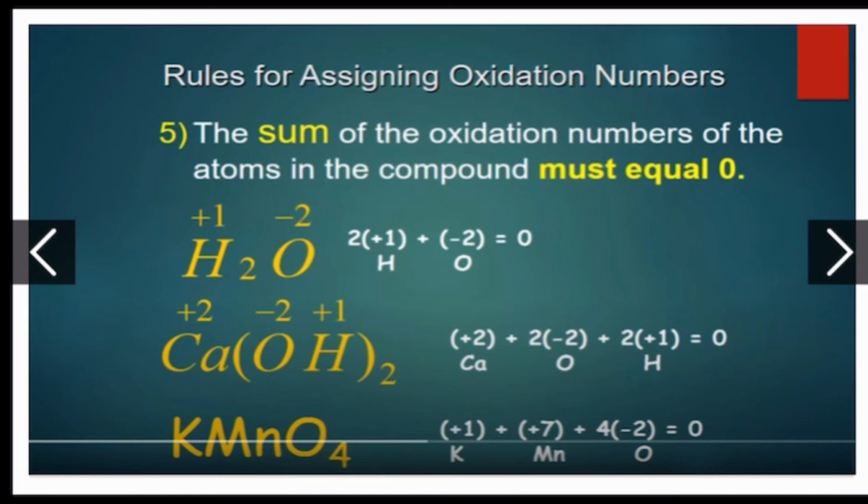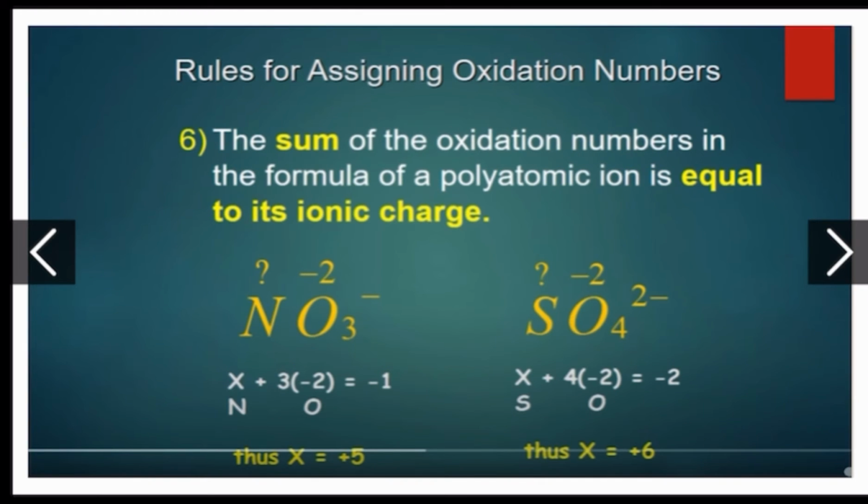For example, hydrides. And the sum of the oxidation numbers of the atoms in a compound must equal 0. For example, the sum of the oxidation numbers in the formula of a polyatomic ion is equal to its ionic charge. For example, nitrogen and oxygen. This is -2 and we must find the nitrogen. This is the formula. Find the oxidation state of nitrogen.